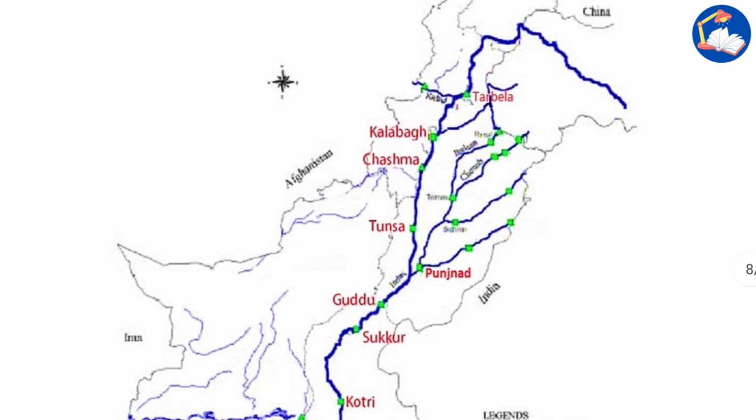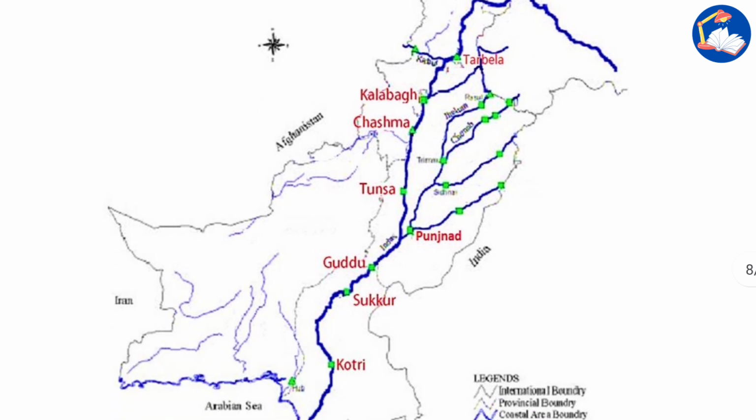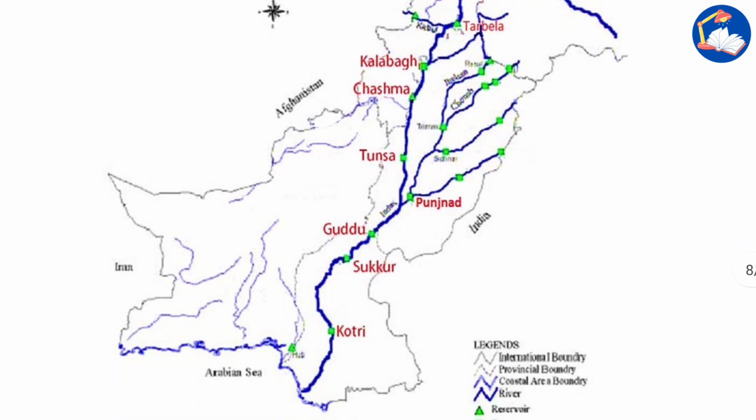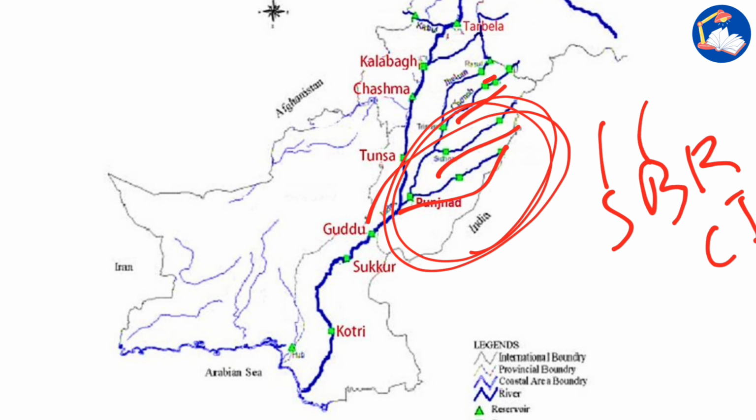So this is actually the Indus river system. Panjnad is this region. It is drained by 5 rivers: Satluj, Beas, Ravi, Chenab, Jhelum.